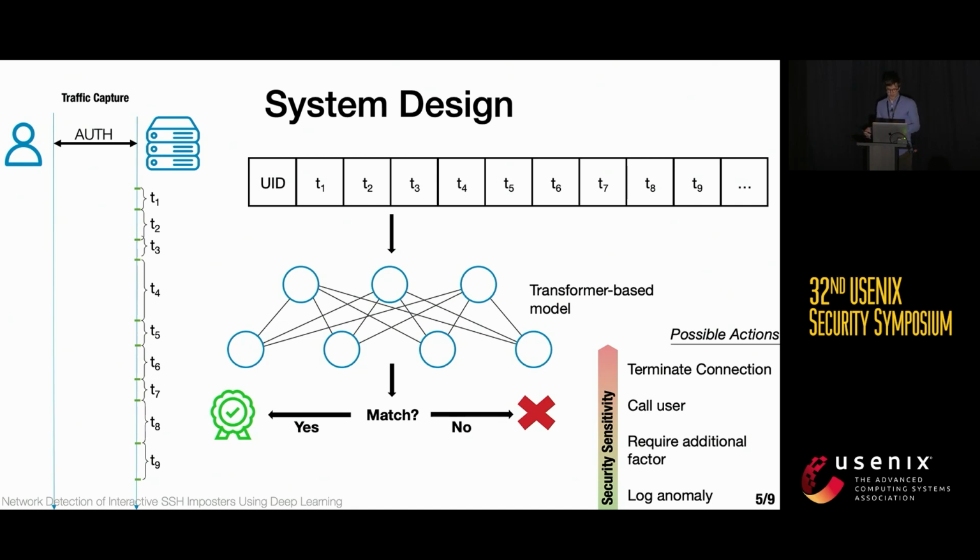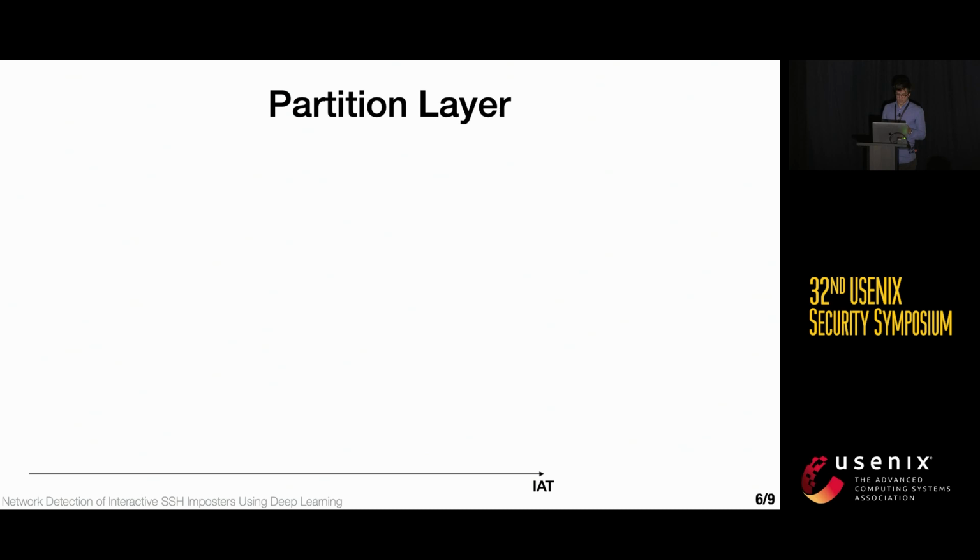And for brevity, I'm not going to go into all the details about the deep learning, but there's one technique that I want to highlight because I think it's interesting in this context, and also allowed us to reduce the number of false positives by a factor of 2. And this is something we call the partition layer. So our observation is that if we look at the values of these inter-arrival times, the times between packets arriving, the specific values aren't as important as the order of magnitude.